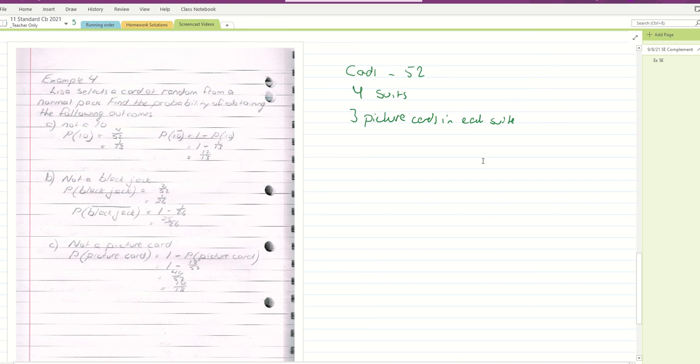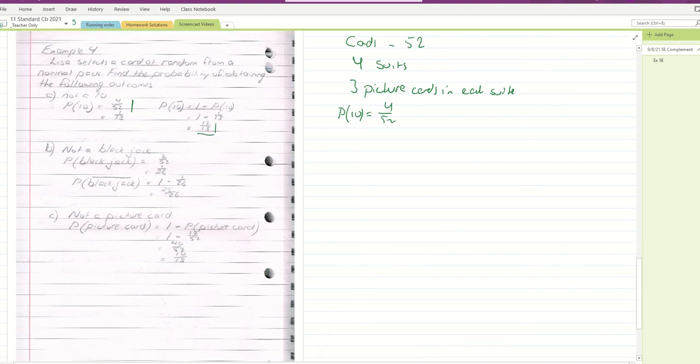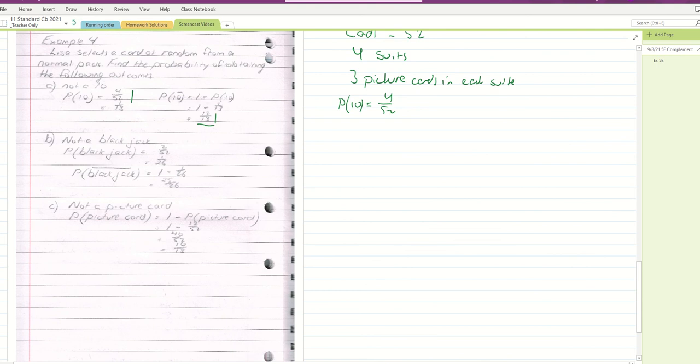Okay, so let's have a look at what we've got. We want not a 10. So there are 4 10s. So our probability of drawing a 10 is 4 on 52, which is what I've got here. Which is 1 in 13. So the complement of that, the probability of not drawing a 10, is simply 1 minus 1 on 13, which is 12 on 13.